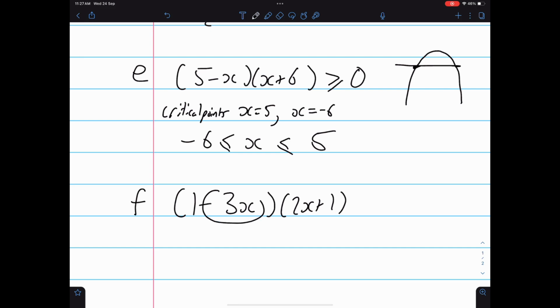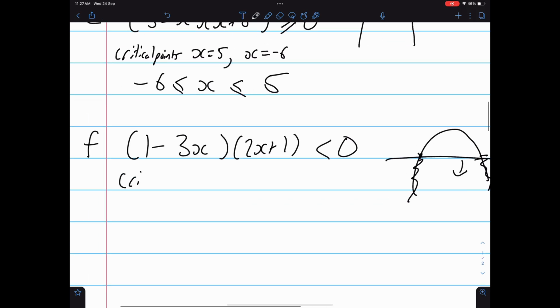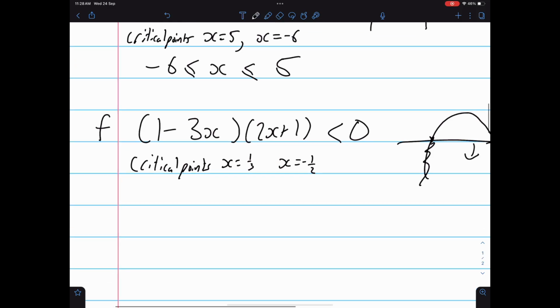And see, notice how we have that minus x again. So it will be an N-shaped parabola. And we want to go less than 0. So if we want to go less than 0, we have to take less than something and greater than something. So critical points will be x is a third, and x equals minus half. So we want x to be strictly less than minus half and x to be greater than a third.